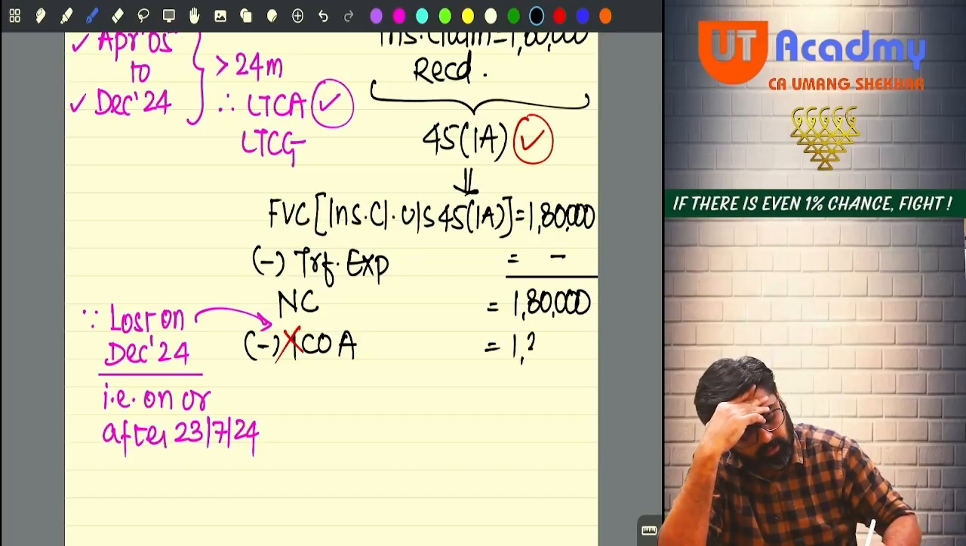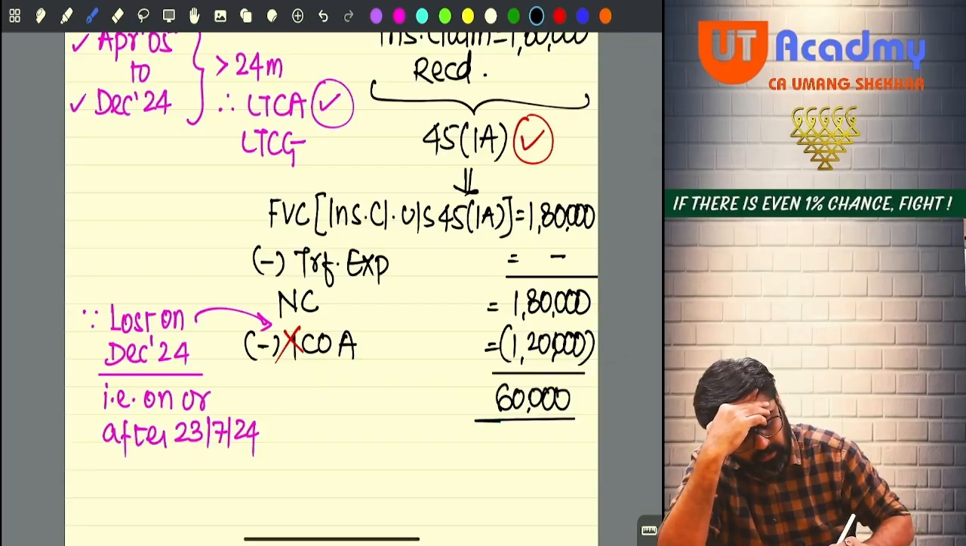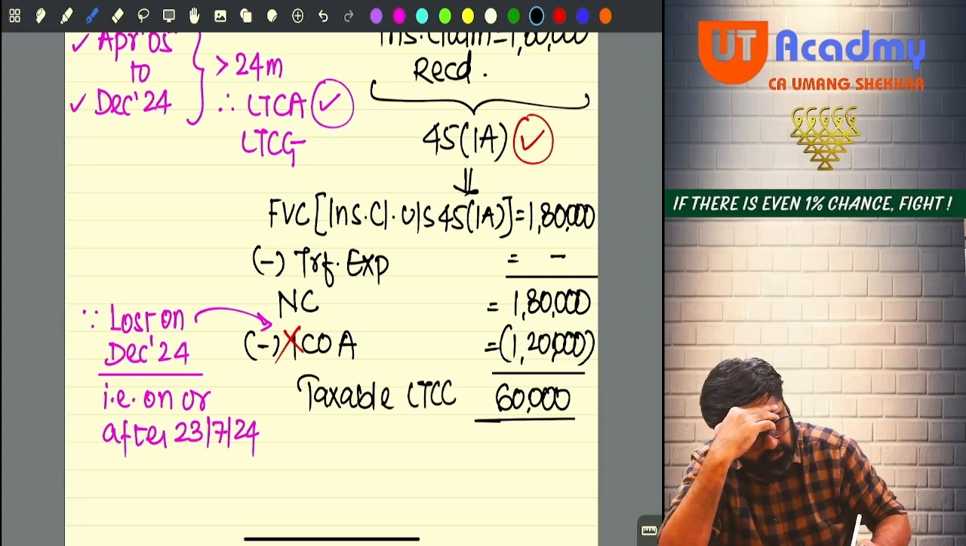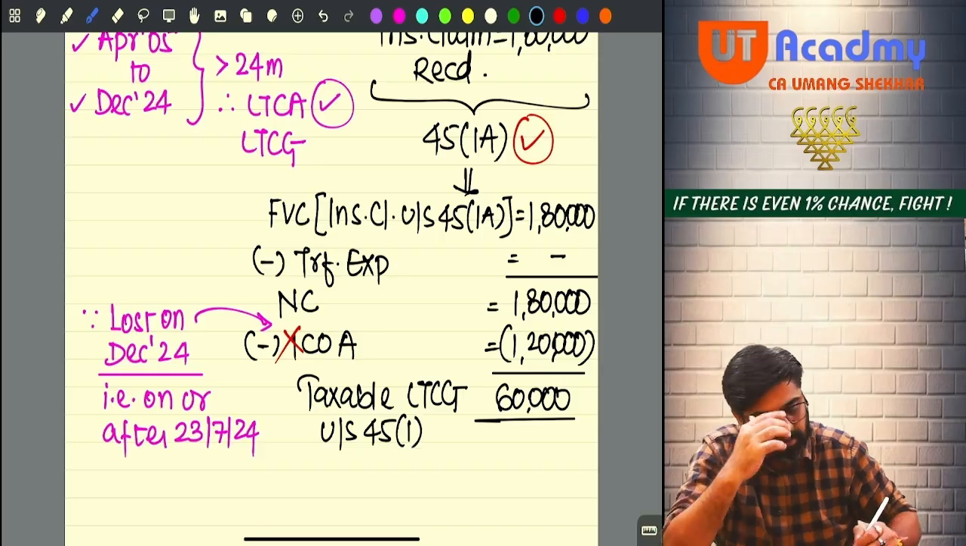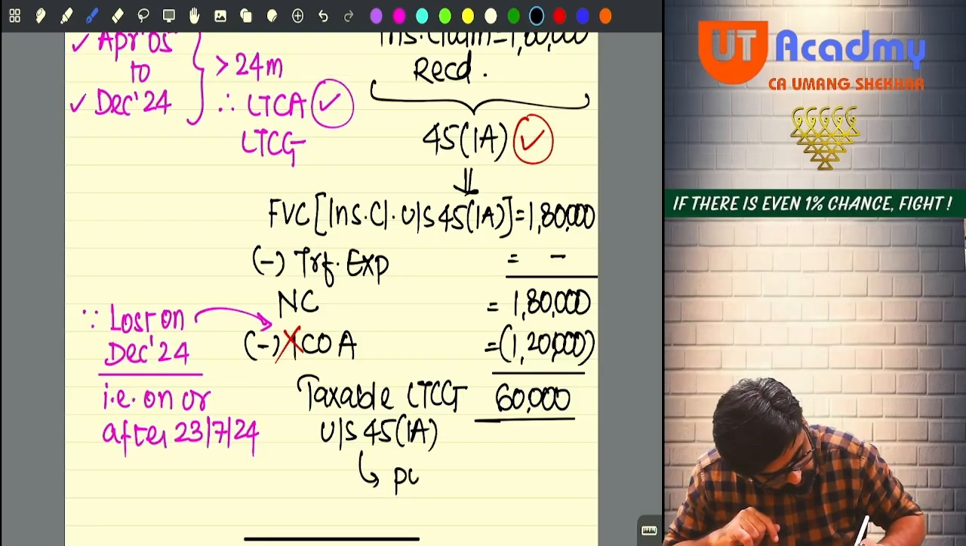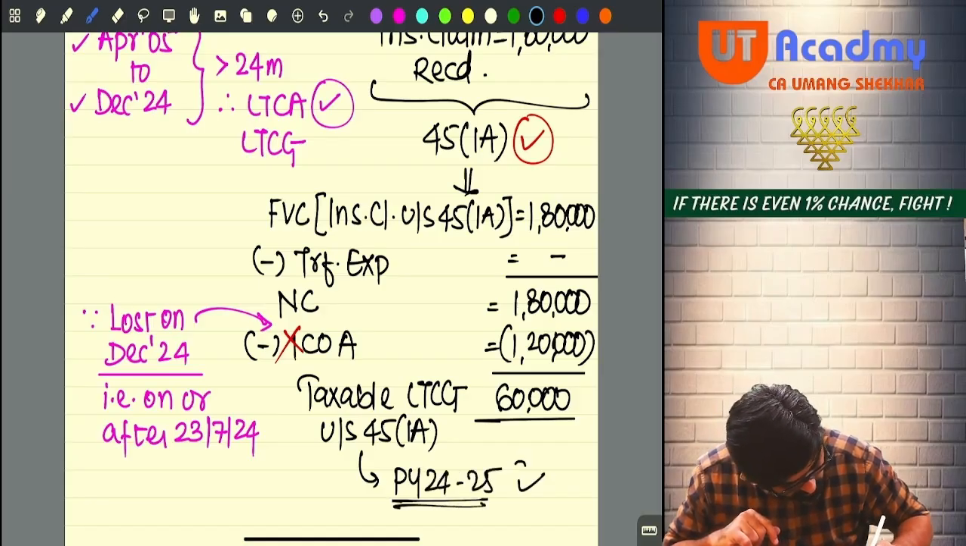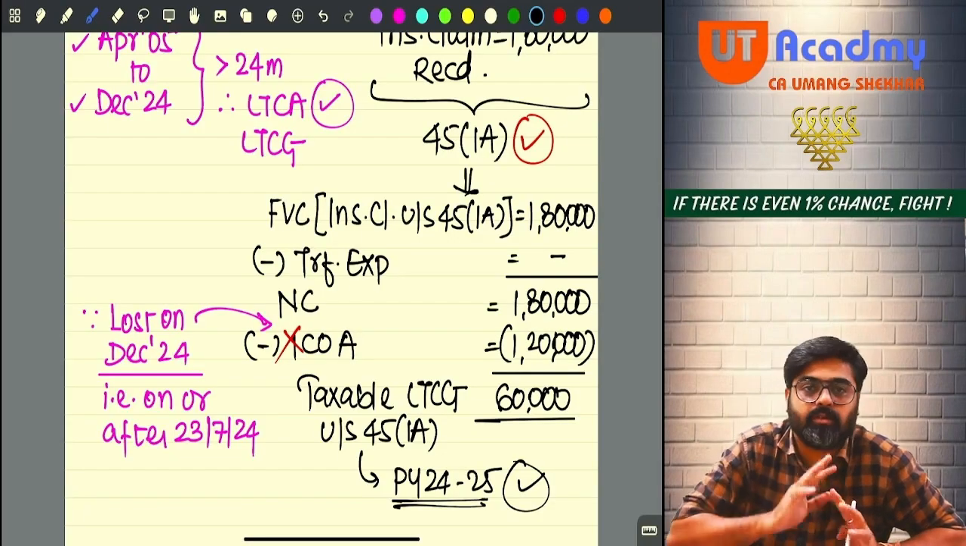So what will be the cost of acquisition? The cost of acquisition was 1,20,000 only, no? That will be reduced without any indexation benefit. So the balance 60,000 will now be taxable long-term capital gain. And this long-term capital gain is computed under section 45(1A). Will be taxable in which previous year? Previous year 24-25. This year. Why? Because the insurance claim is received in this year.